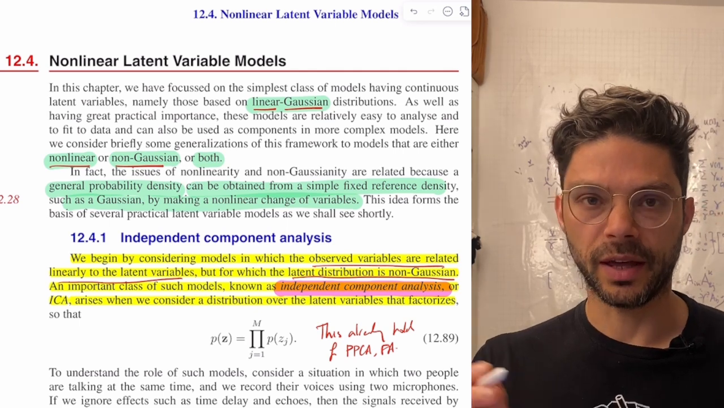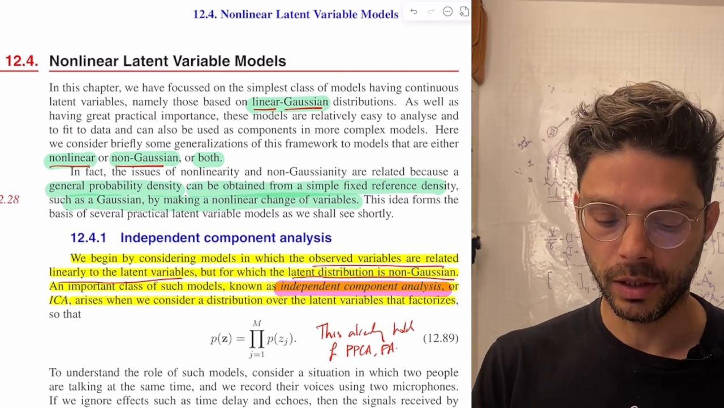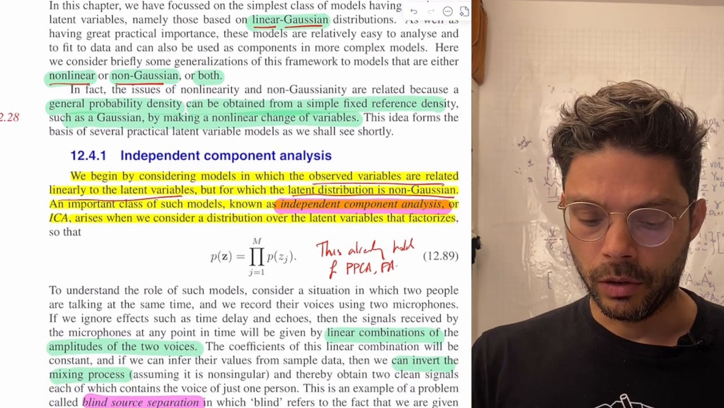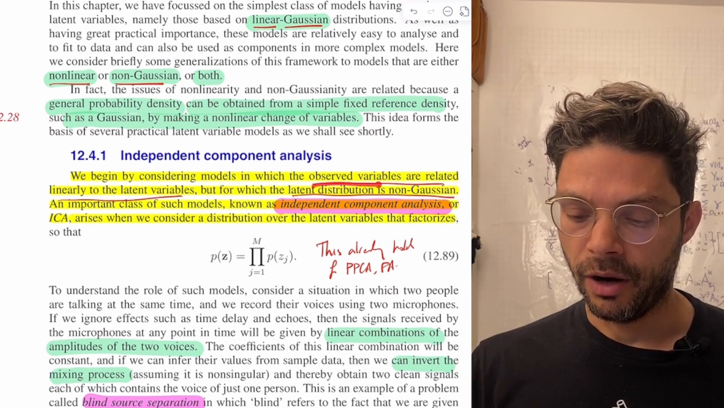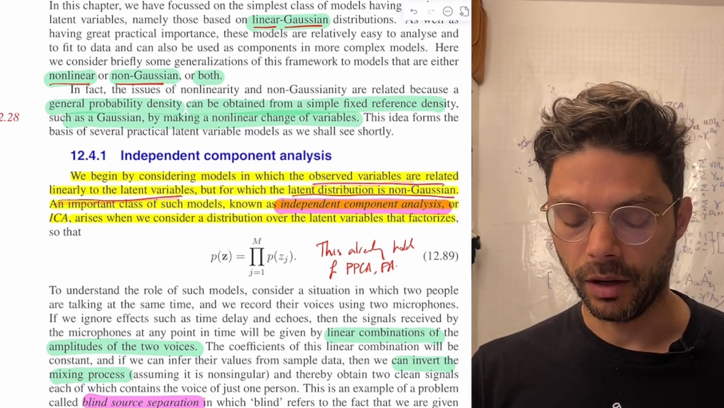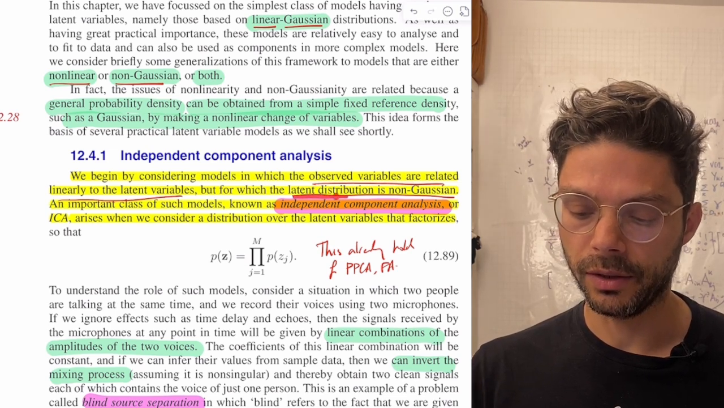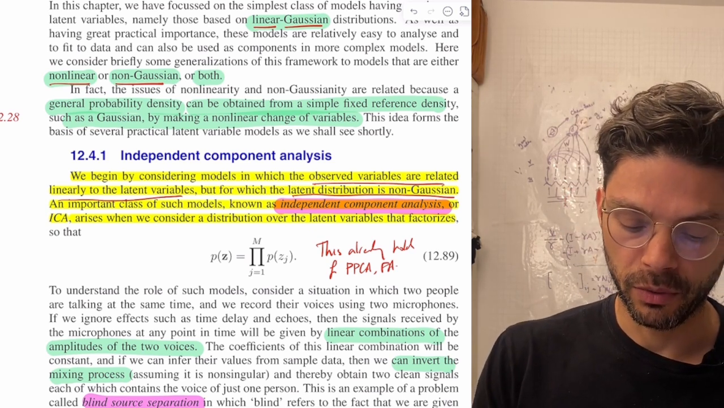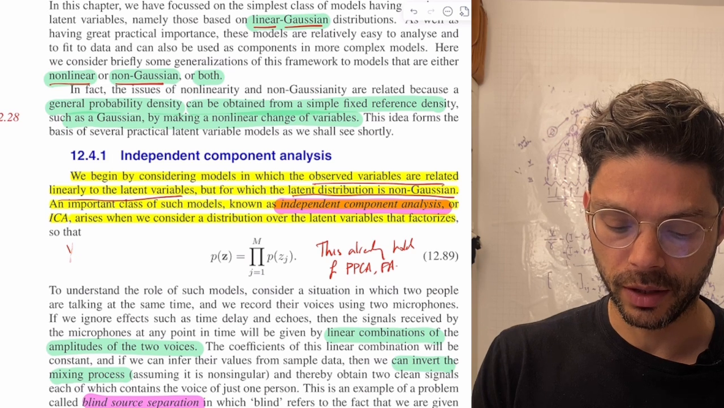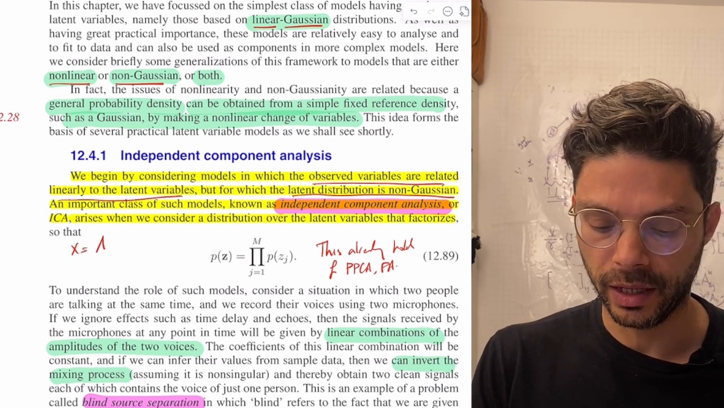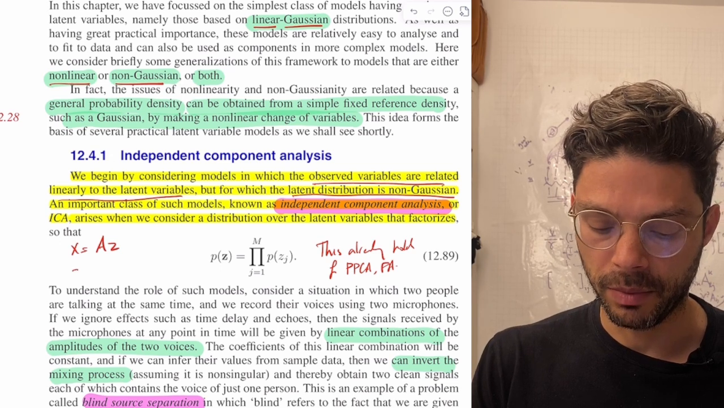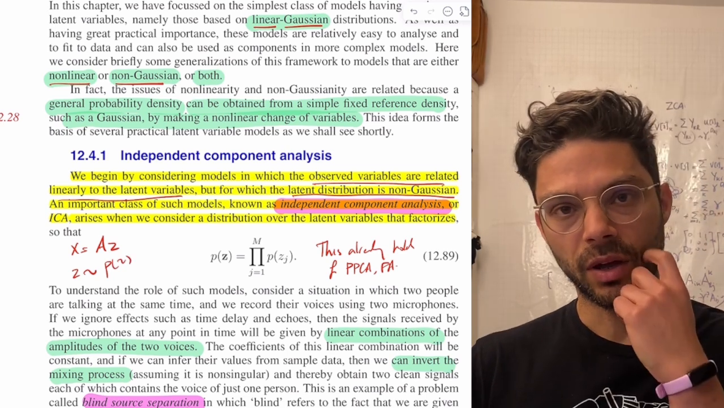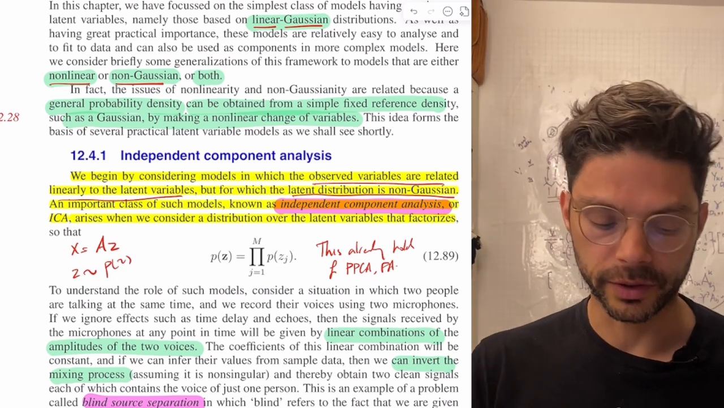Okay, so let's get into the topic of today's video, which is independent component analysis. So we begin by considering models in which the observed variables are related linearly to the latent variables, but for which the latent distribution is non-Gaussian. So here we have x equal to A times z, but maybe z is distributed according to something, who knows what, with some non-Gaussian distribution. We'll see why that's important.